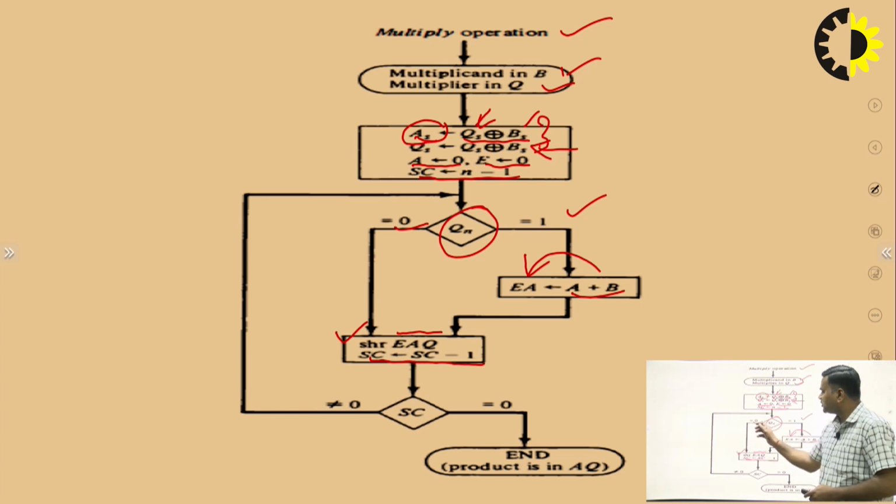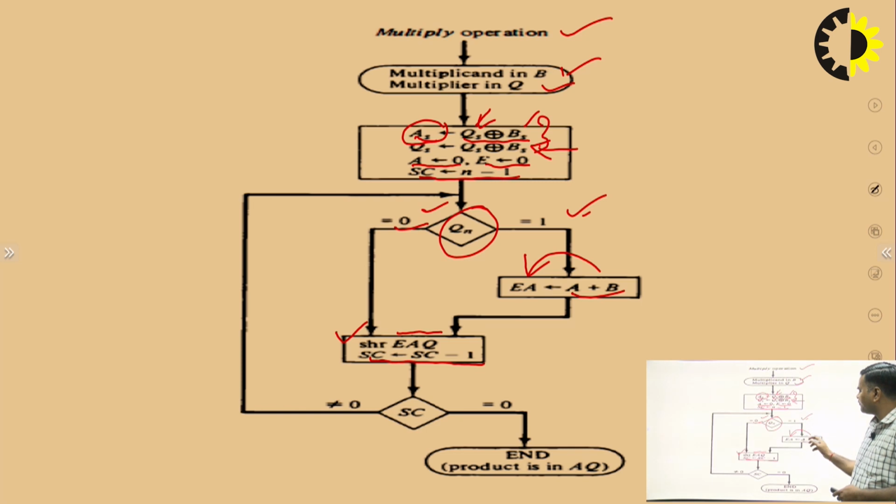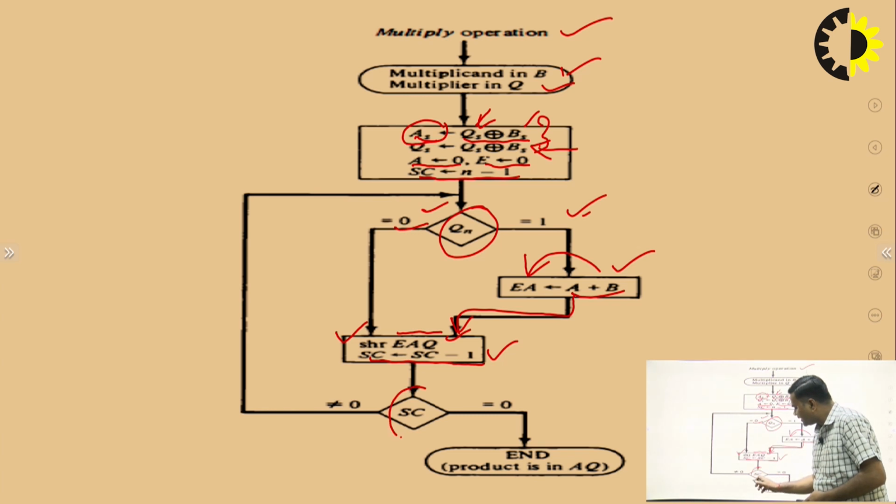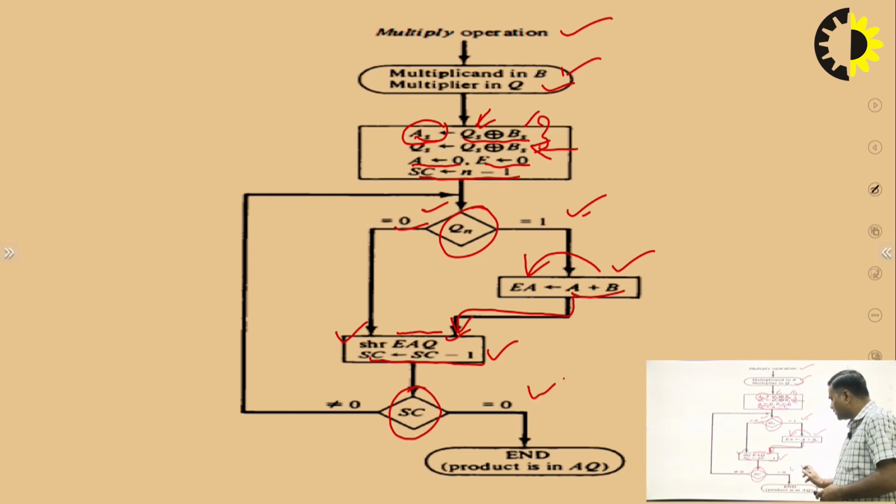This is the case of 0, and when the Qn is 1, we have to perform this, and then after we have to perform this also. We have to logical shift right EAQ, then decrement the counter by 1, that is SC minus 1. Then after that we have to check the value of SC. If the sequence counter is equal to 0, our product is in the AQ register.